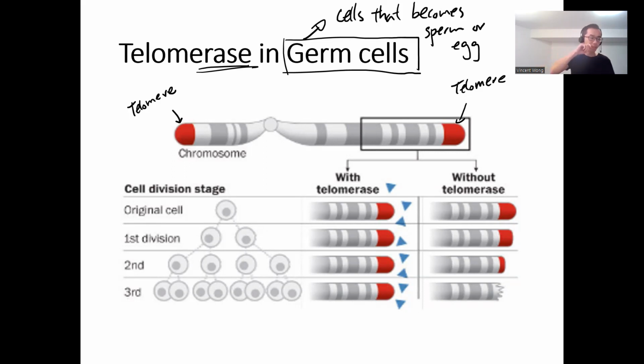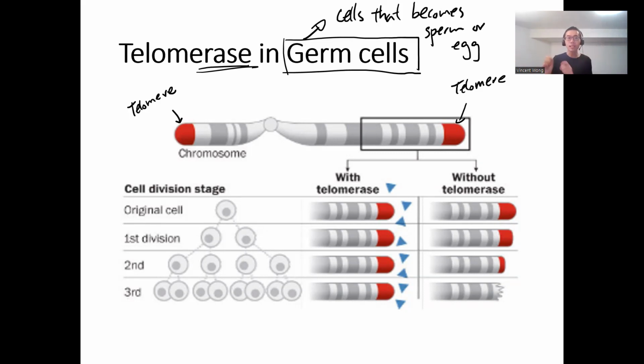So in males, the germ cells would be in the testicles. They will divide to become the sperm. In females, where do we find the germ cells, if you have to guess? Yeah, the ovaries, exactly, and those are going to become the eggs.